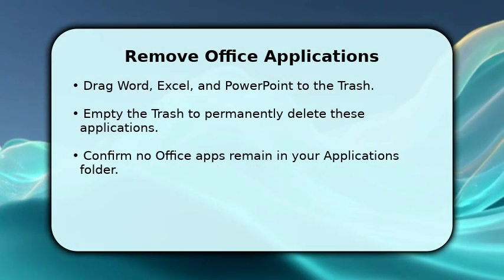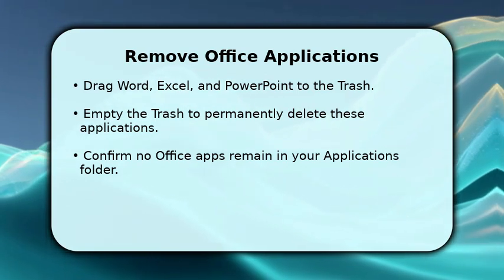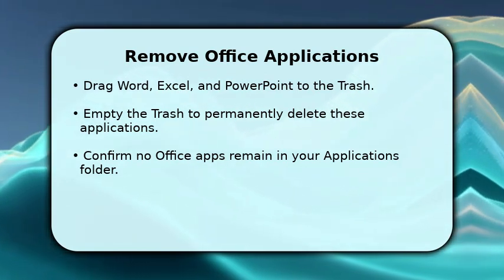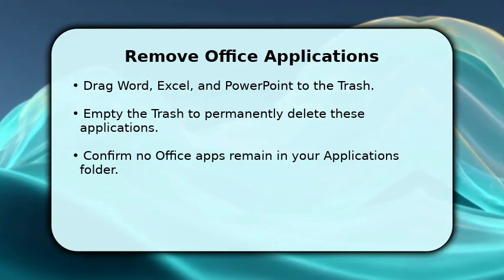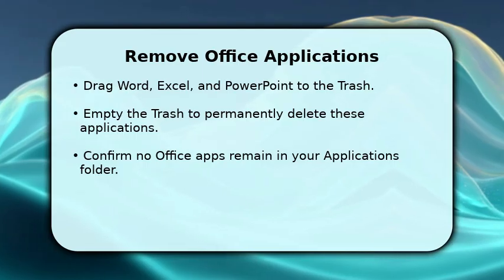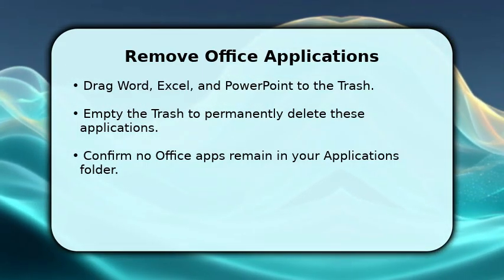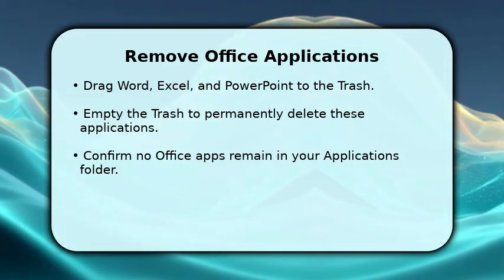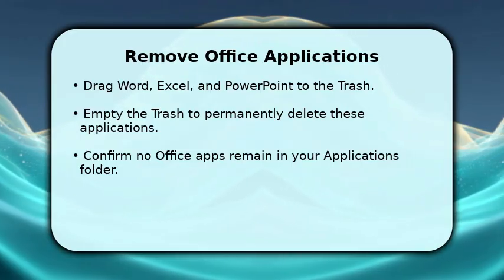Now, let's make sure you've removed all the core applications. Go to your Applications folder and locate any remaining Microsoft Office programs. Drag each one, including Outlook, OneNote, and OneDrive, to the trash. Once all are in the trash, right-click the trash icon in your dock and select Empty Trash. This action ensures the primary applications are gone, clearing significant space.